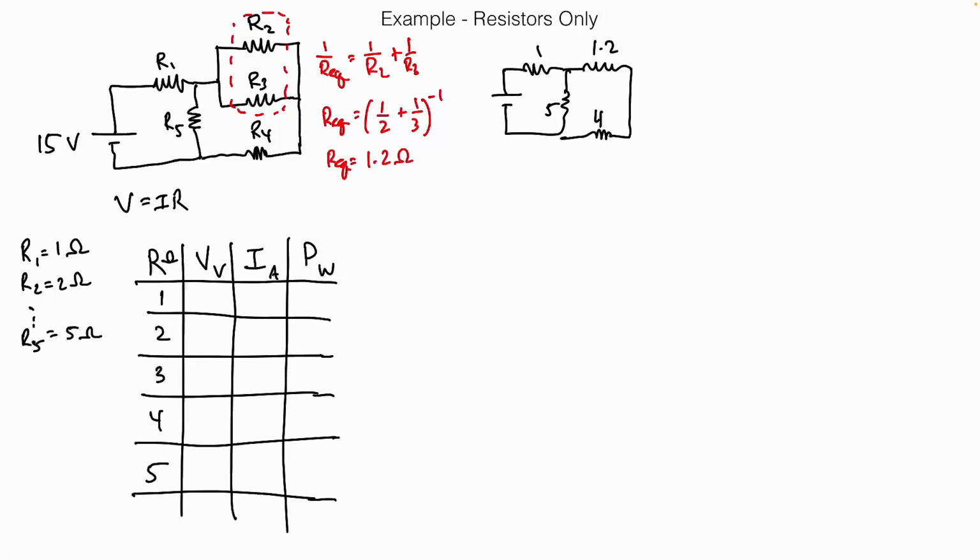All right, so what about 1.2 and 4? That looks like a series connection, doesn't it? So we put these two together in series. That equivalence is 1.2 plus 4, which gives me 5.2, because I can add sometimes. Okay. So now what does my drawing look like?